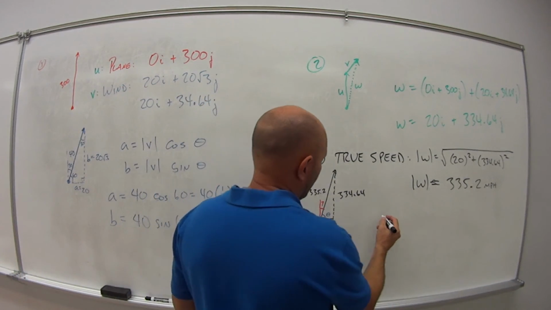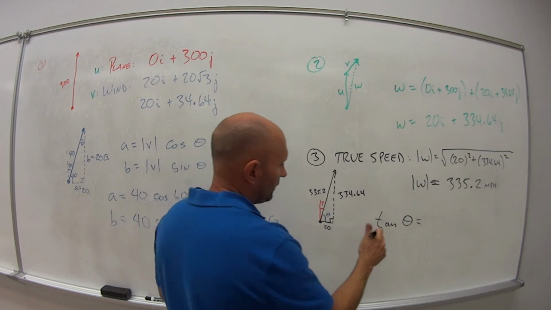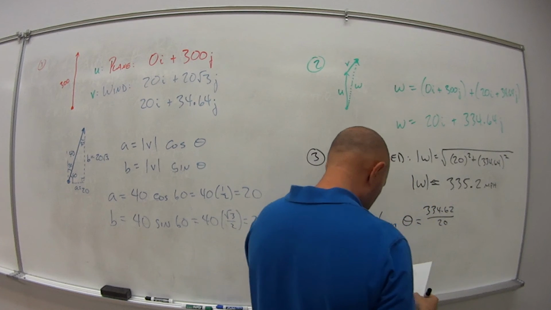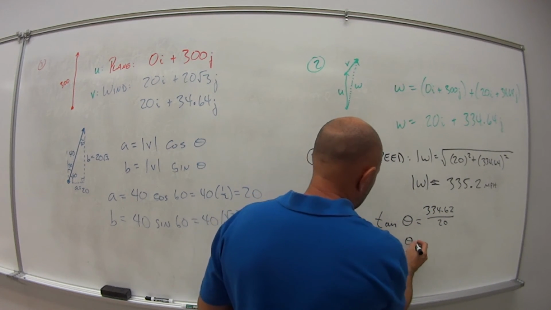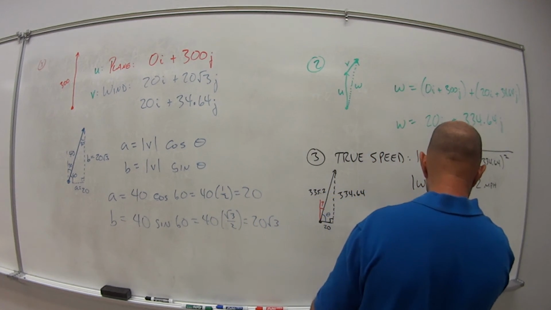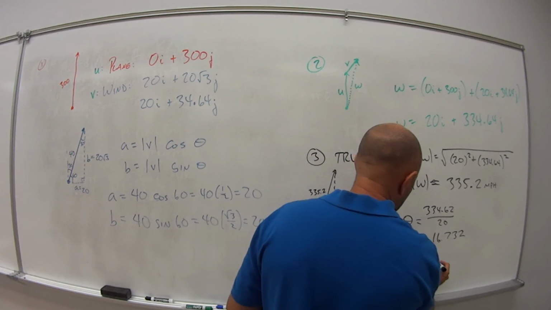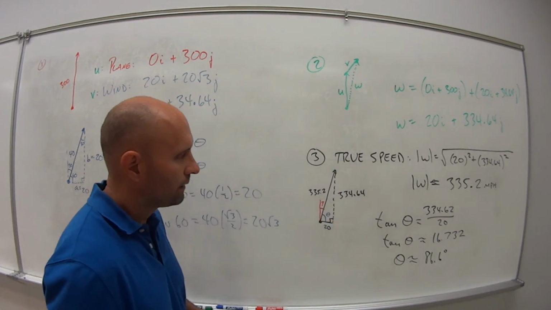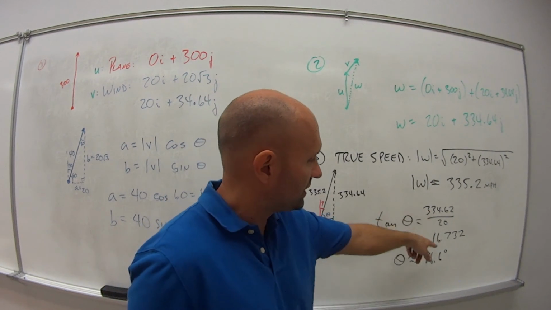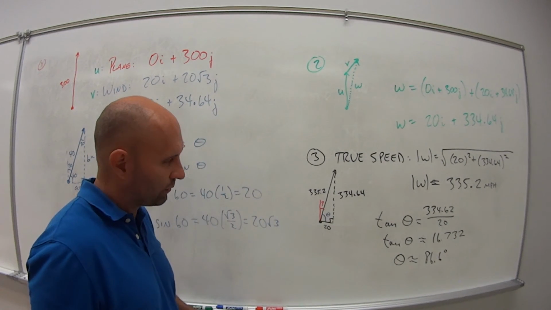So to figure that out, what do I have? I have the tangent of theta is opposite over adjacent, so 334.64 over 20. So that means the tangent of theta is approximately 16.732, which means that theta is about 86.6 degrees. So you're just going to do 334.64 divided by 20 on your calculator, do tangent inverse of that value, and it should give you 86.6 degrees.